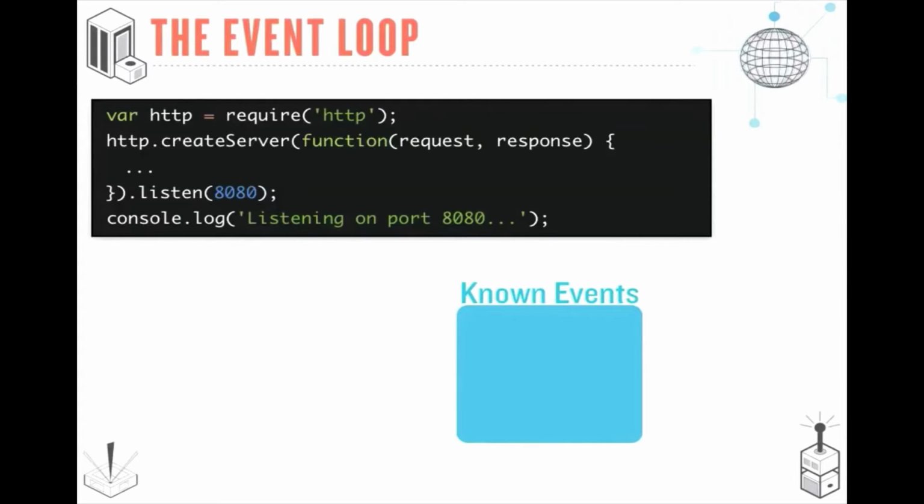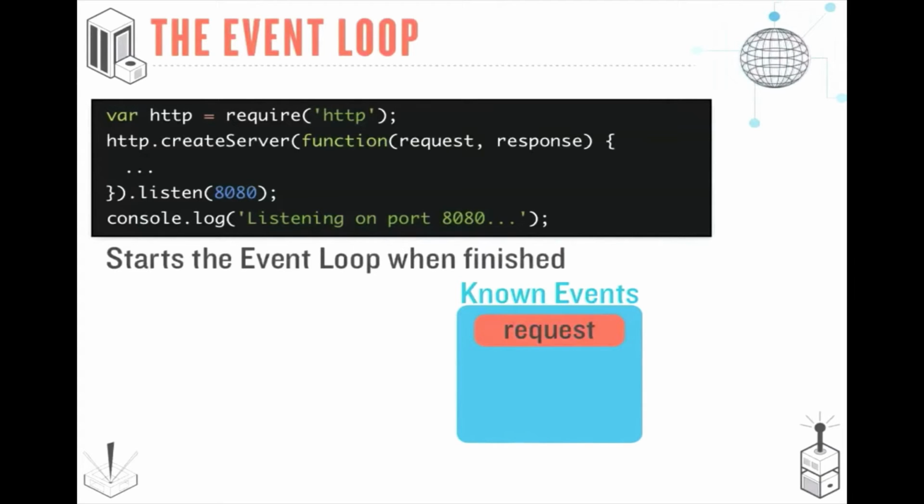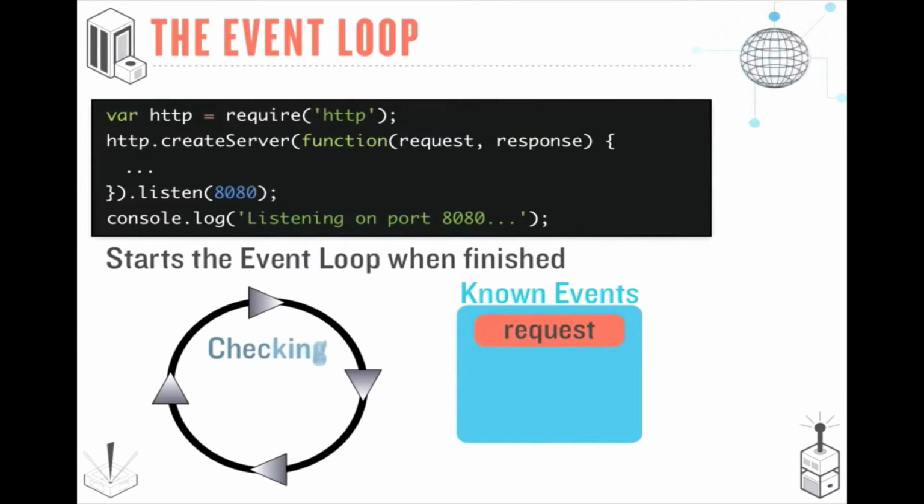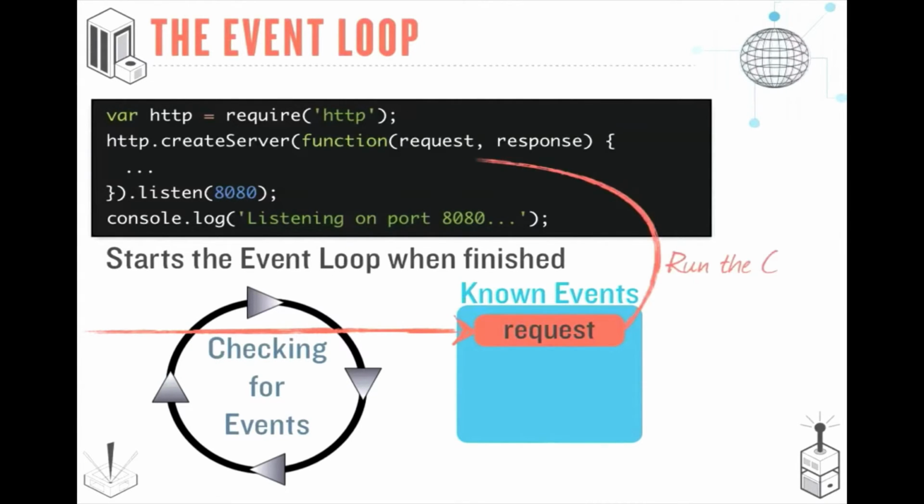In this case, we're registering the request event for whenever a request comes in. Once it gets done executing the script, Node goes into something called an event loop. It's checking for events continuously. Did a request come in? As soon as a request comes in, it's going to trigger that event, and it's going to run the callback that we wrote and print our hello, this is dog.